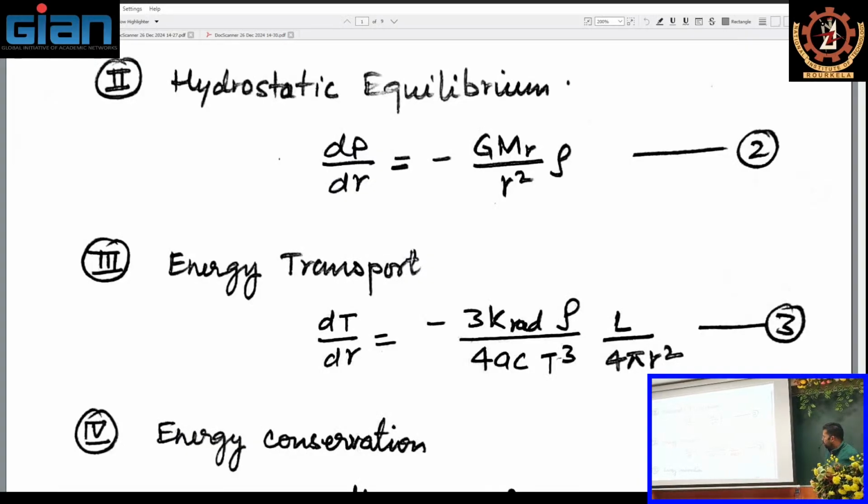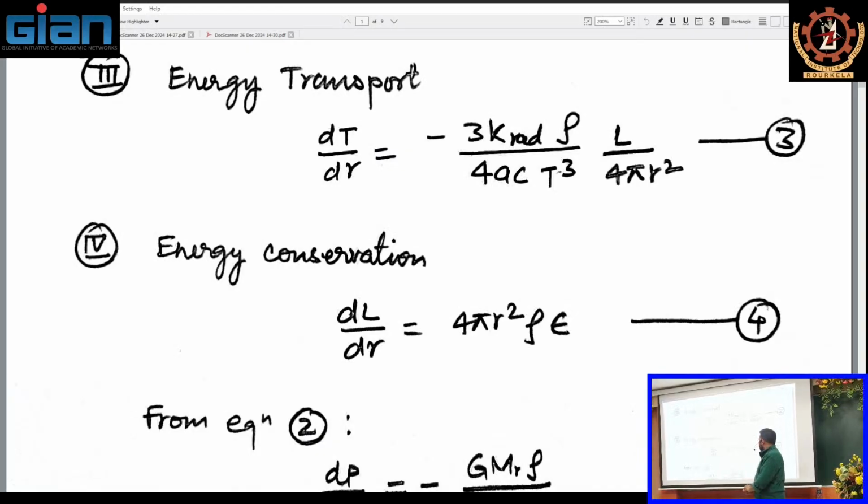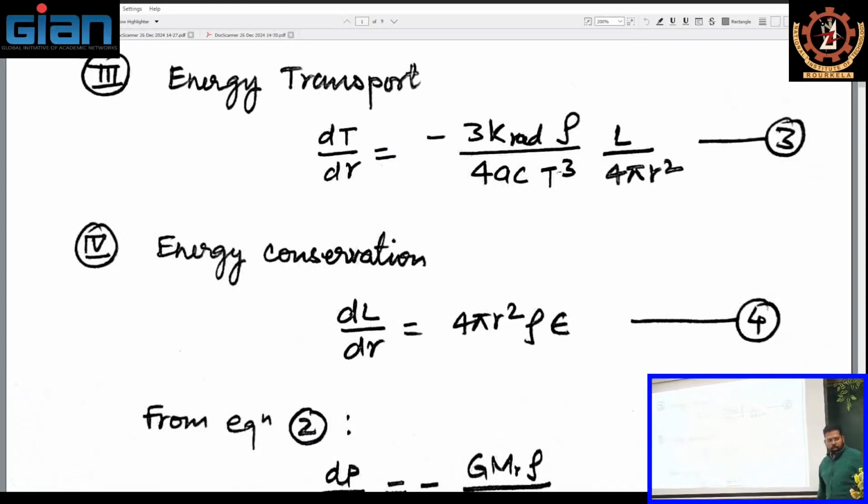Now, for the sake of completeness, I would also like to mention the energy conservation equation. This is dL by dr, equal to 4 pi r square rho epsilon. Epsilon here represents the coefficient of energy generation rate, and in this coefficient, we are not specifying at the moment, but it includes the nuclear processes plus the thermodynamics as well as any kind of energy loss. For example, if neutrinos are leaving the system, that is also included in this epsilon.